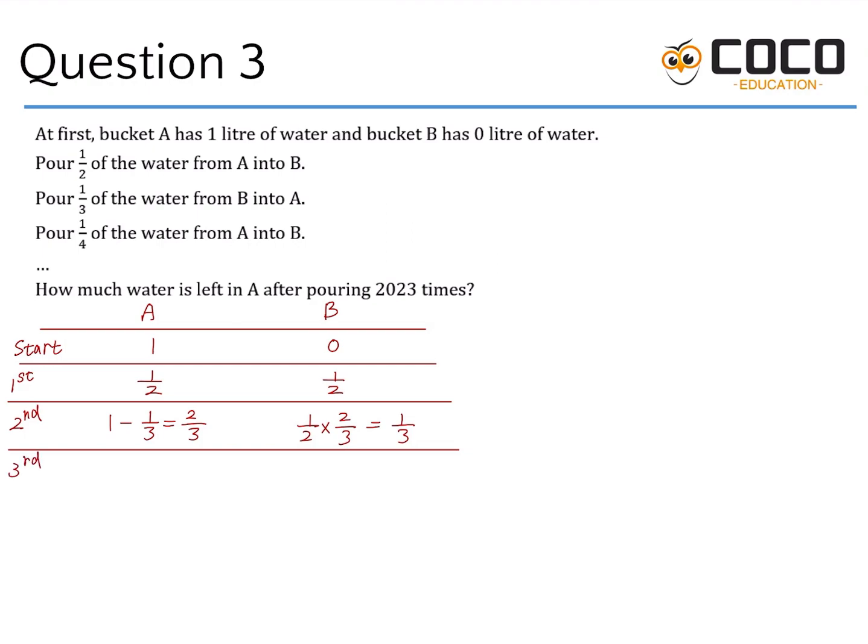Now, when it's the third time, we pour 1/4 of the water from A to B. Then we are left with 3/4. That's 2 over 3 times 3 over 4, equals to 2 over 4, so simplify it, it is half. So on the other side is also half.